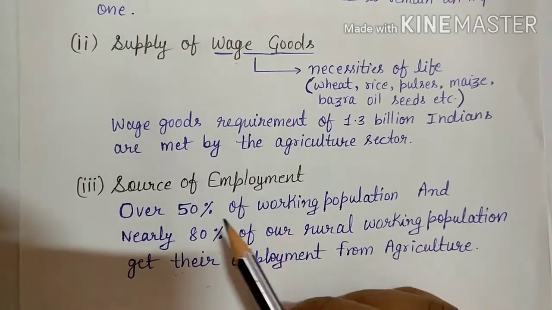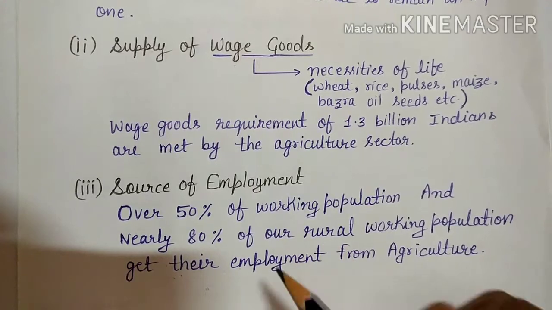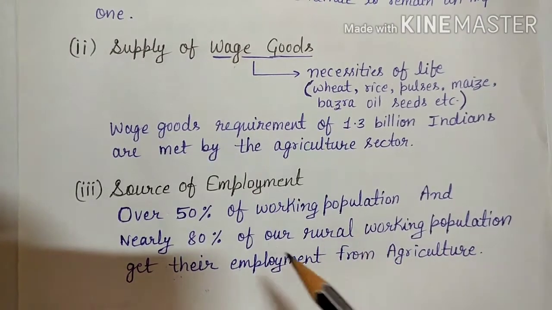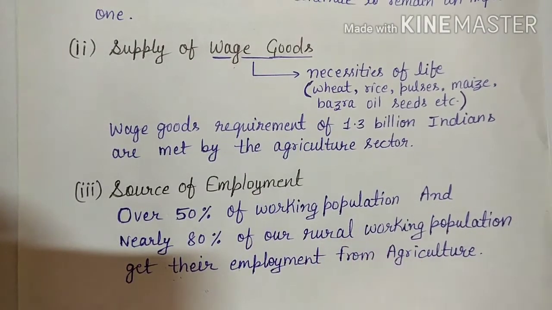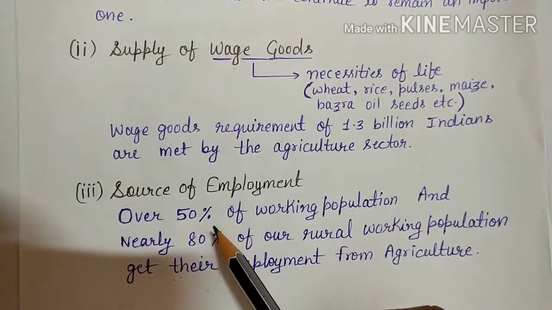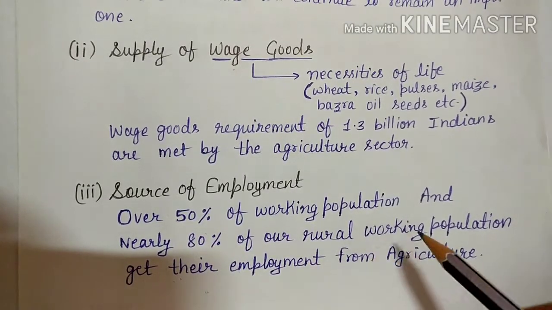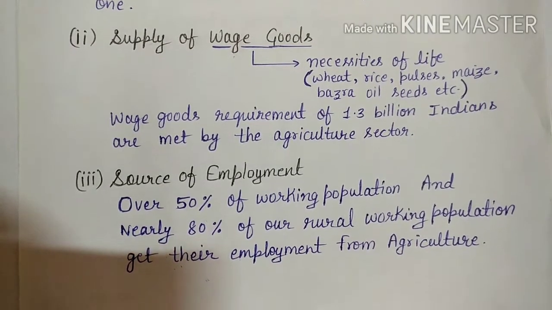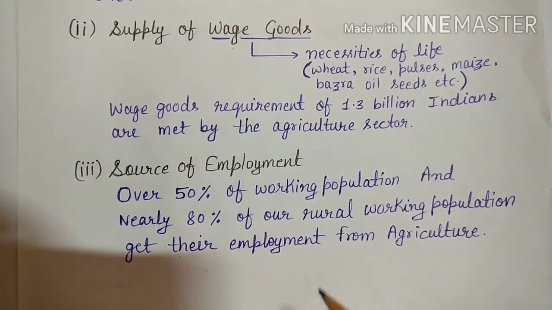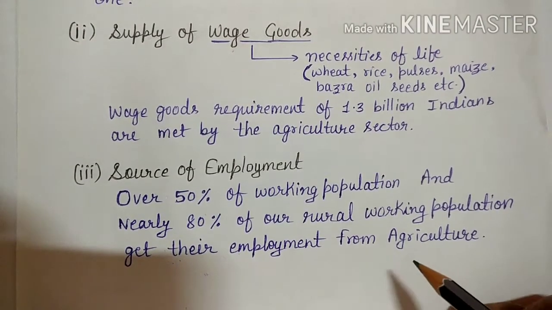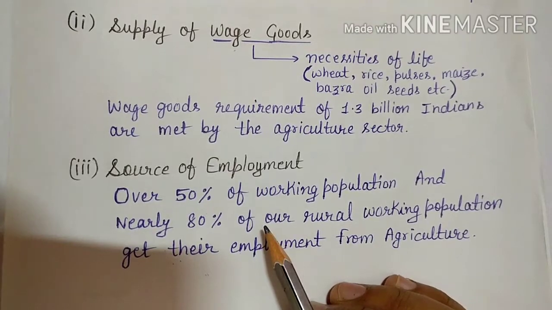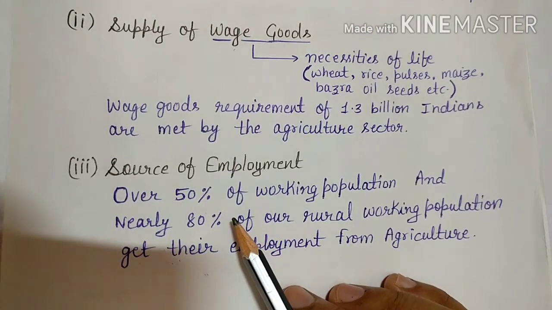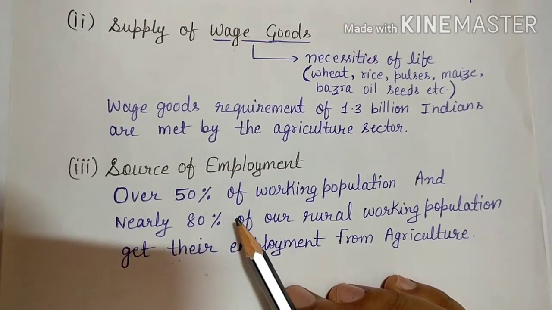Third is source of employment. It is a source of employment because over 50%, half of the working population, and nearly 80% of our rural working population get their employment from the agriculture sector only. So it is a big percentage, which shows how much we are dependent on the agriculture sector.